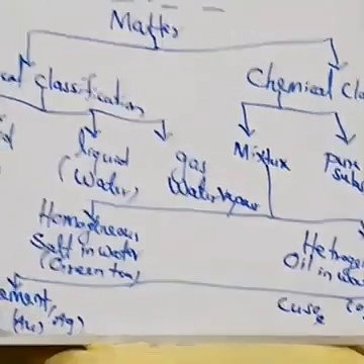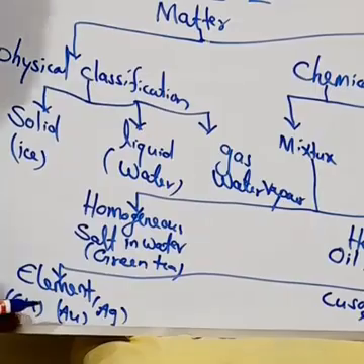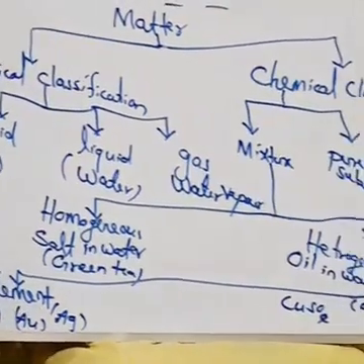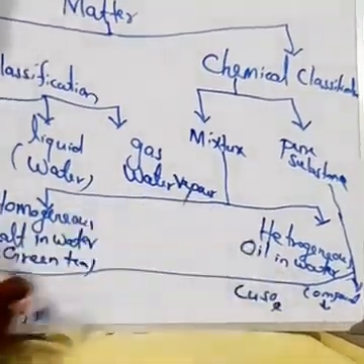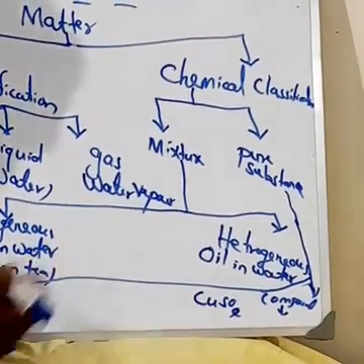An element consists of only one type of atom. Only one type, for example, copper, gold, silver, etc. And the compound has two or more elements combined to form a compound. An example is copper sulfate.